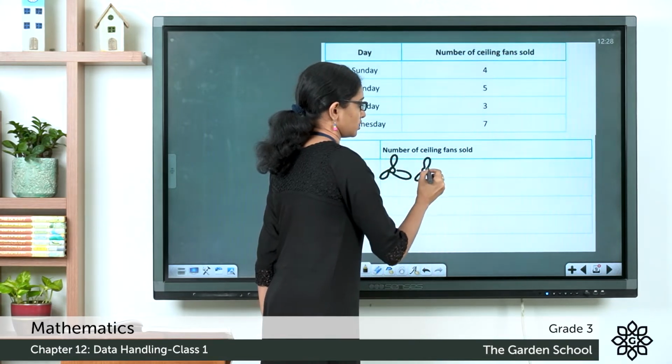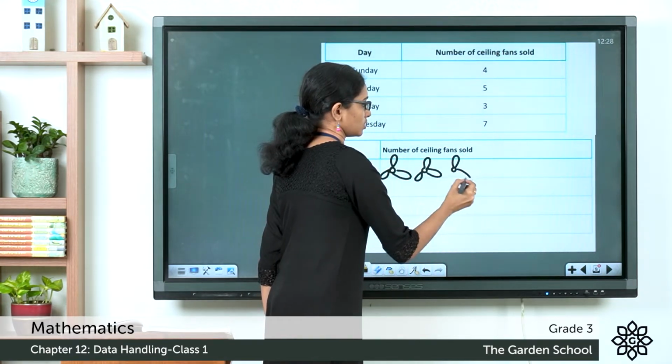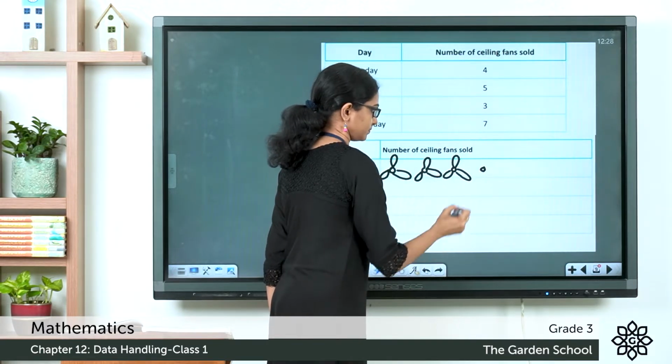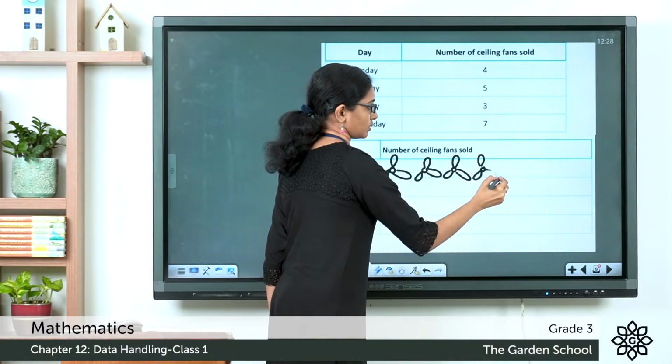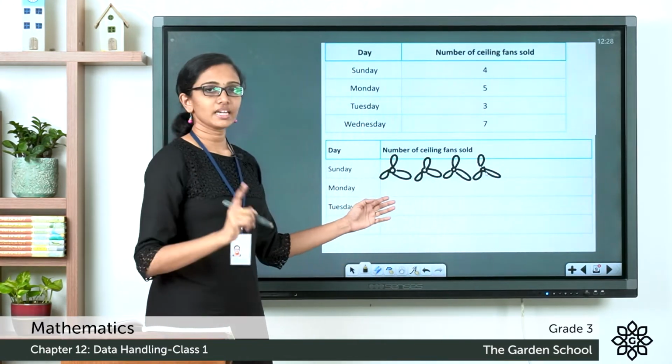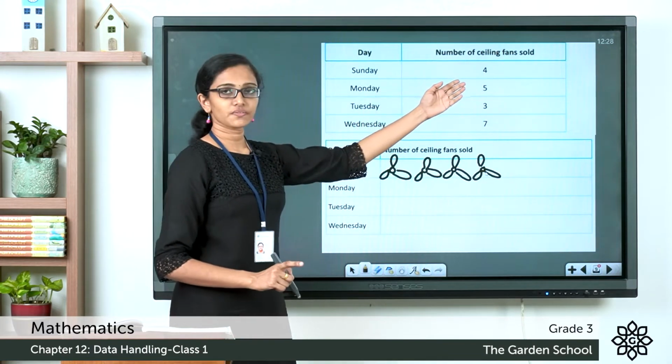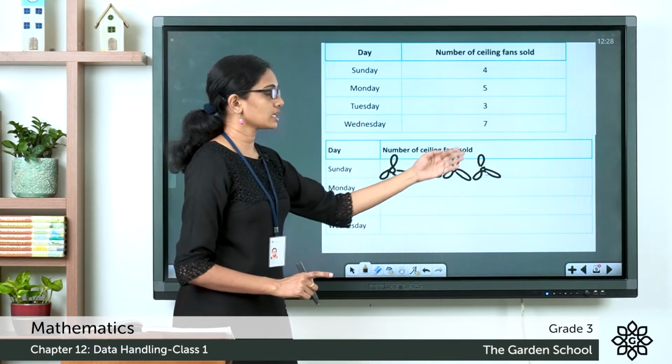1, 2, 3, 4. So each image represents one fan. Sunday, 4 ceiling fans were sold. So that is 1, 2, 3, 4.